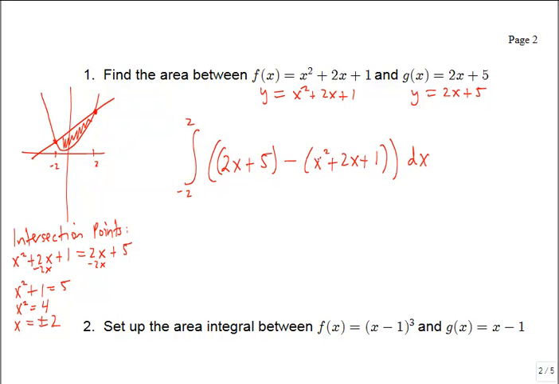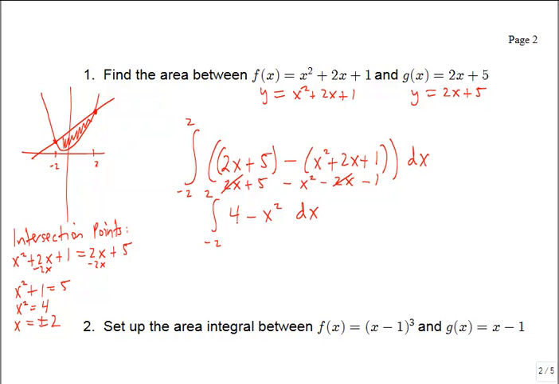So now to actually evaluate this, I would recommend cleaning up what's inside of here first. So I'm going to go ahead and distribute my negative across and combine like terms. My two x's are going to cancel, and I'm going to get, whoops, I forgot to distribute my negative to that 1. Sorry about that. So this should be a minus 1. So 5 minus 1 will be 4, and we'll get that x squared as well with the negative in front. So what I want to integrate is 4 minus x squared.